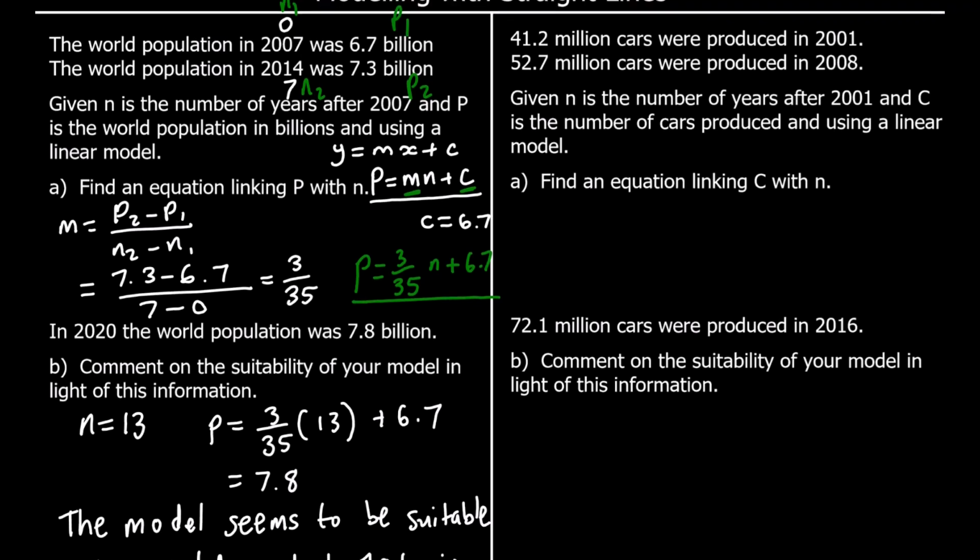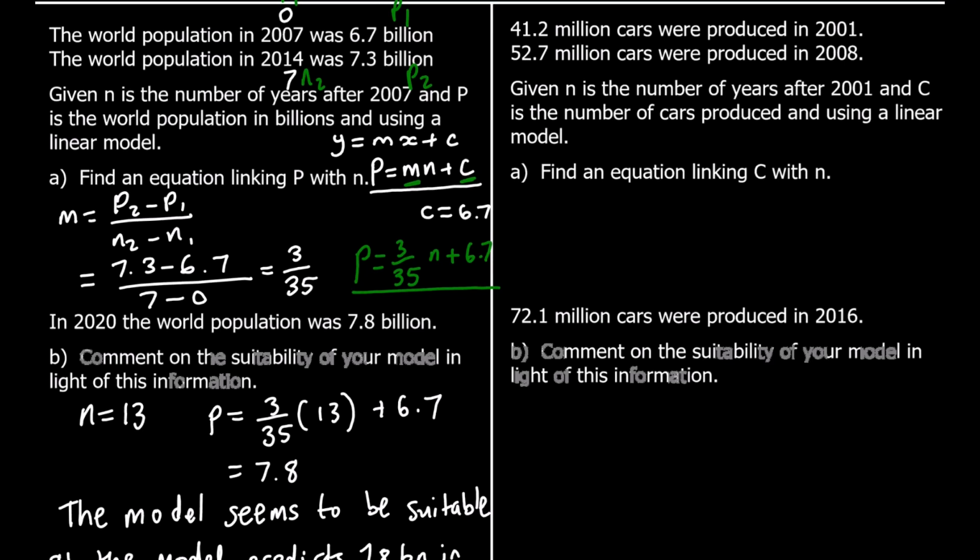Okay, one for you to try. So pause the video and give it a go. This time we've got car production. N is the number of years after 2001, so we'll have 0 and 7 for N. C is the number of cars produced. Find an equation linking C with N.